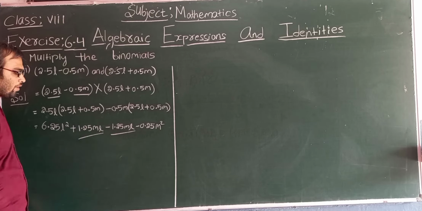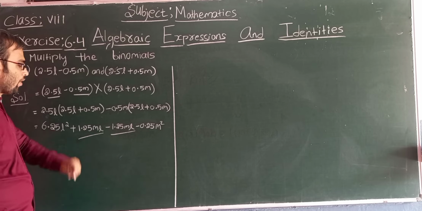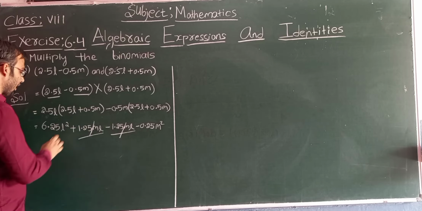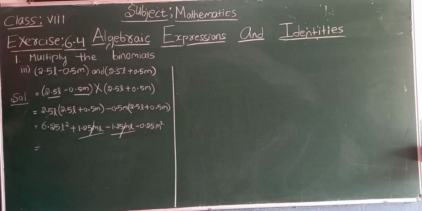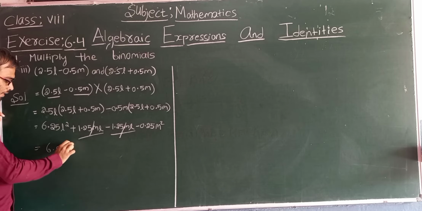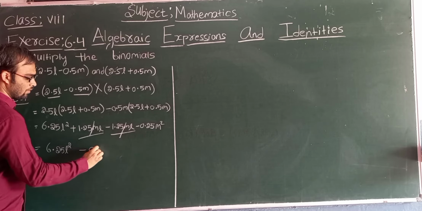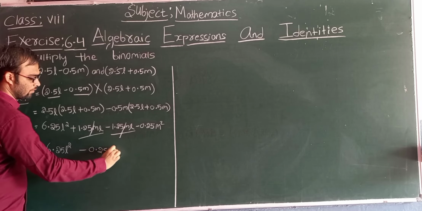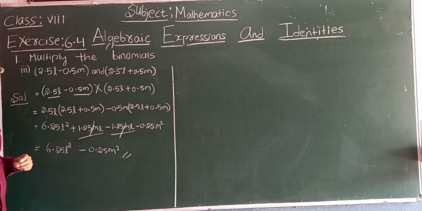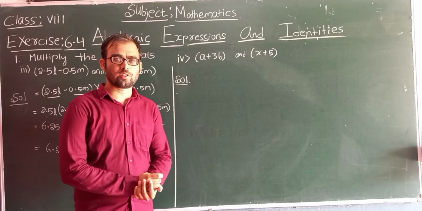Now these two are the like terms. Here plus 1.25 ML is there, here minus 1.25 ML is there, so both will get cancelled. So what is remaining? 6.25 L square minus 0.25 M square. So this is the solution for the third problem. Students, now let us solve the fourth question.